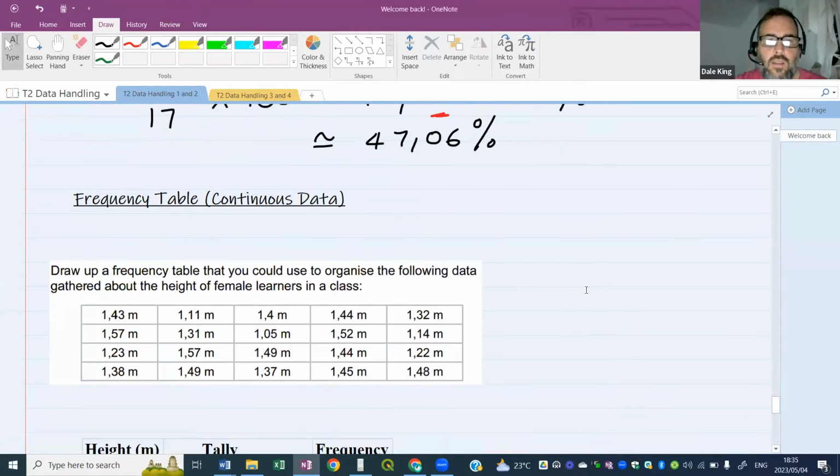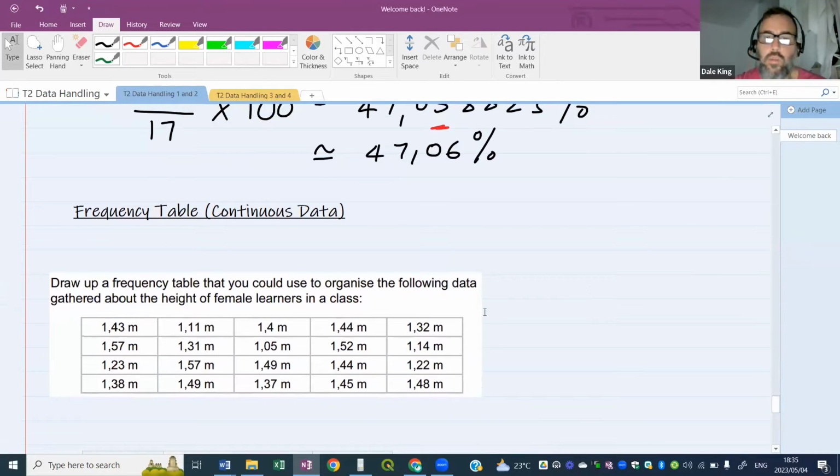Okay, here's the data that we're talking about. There's quite a bit here. So we're going to have to be very careful when we analyze this and put it into our table because there's quite a lot.